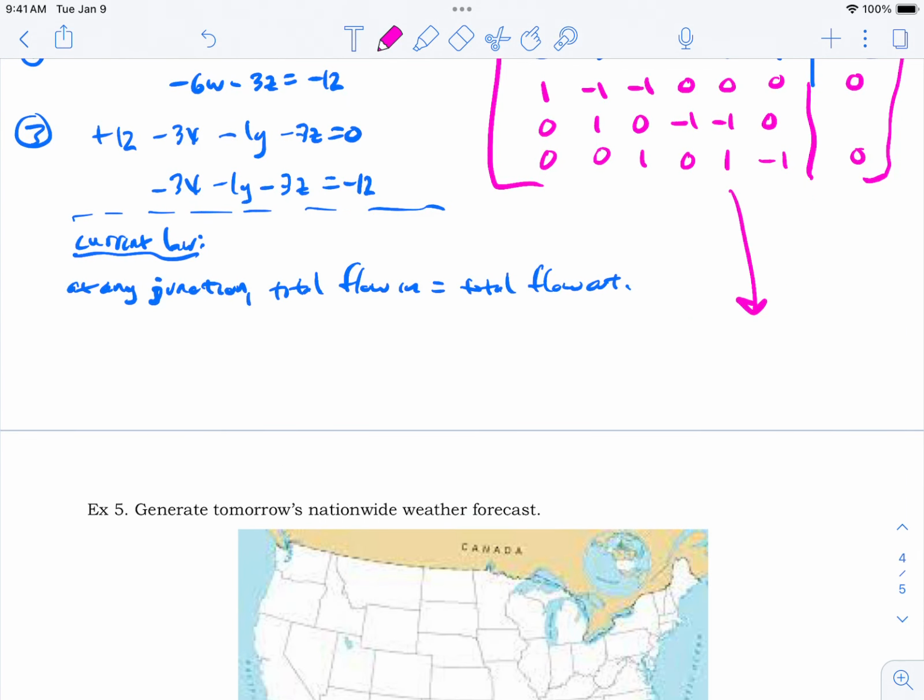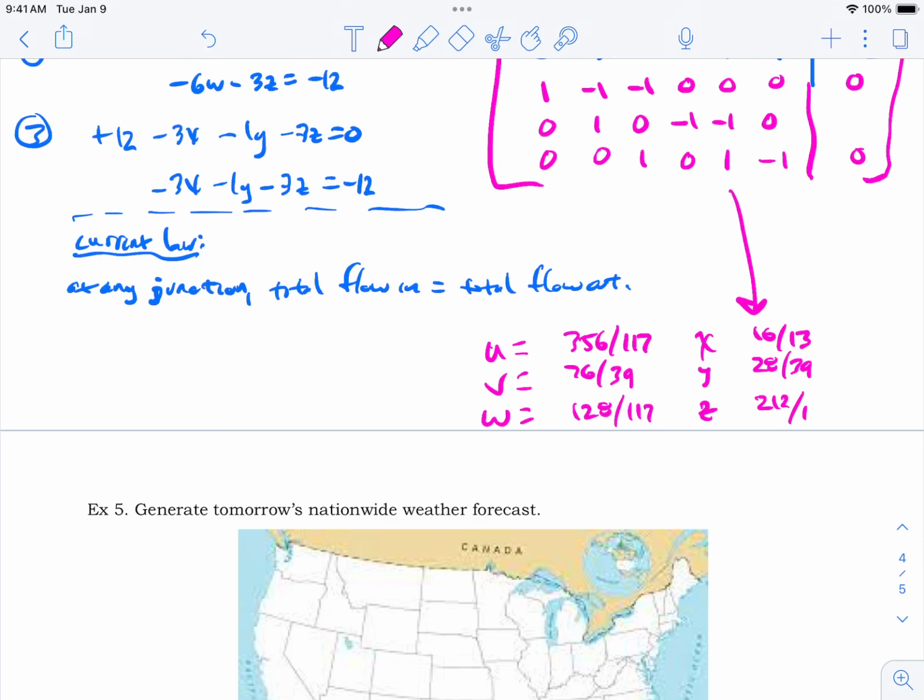And I solved it, and I'm just going to write this down. I got U, V, W: 356 over 117, 76 over 39, 128 over 117. And then for X, Y, and Z, I got 16 over 13, 28 over 39, 212 over 117.